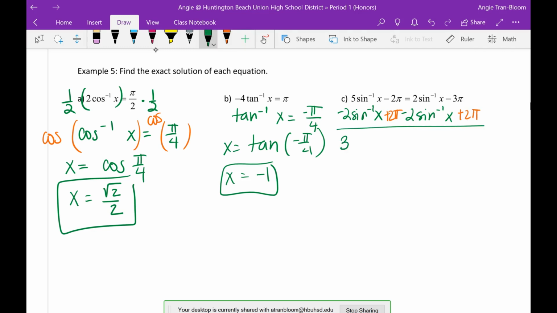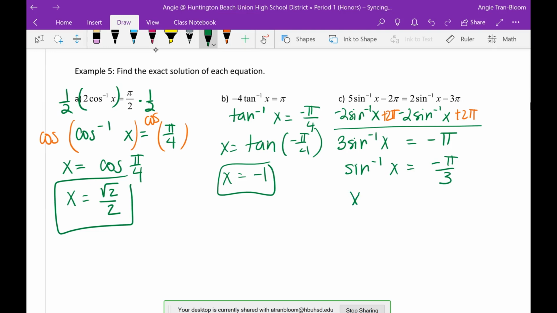It will give us 3 sine inverse of x equals, on this side, what do we get? -pi. Awesome. Then divide both sides by 3. So sine inverse of x equals -pi over 3. Then compose both sides by regular sine. So x equals sine of -pi over 3.